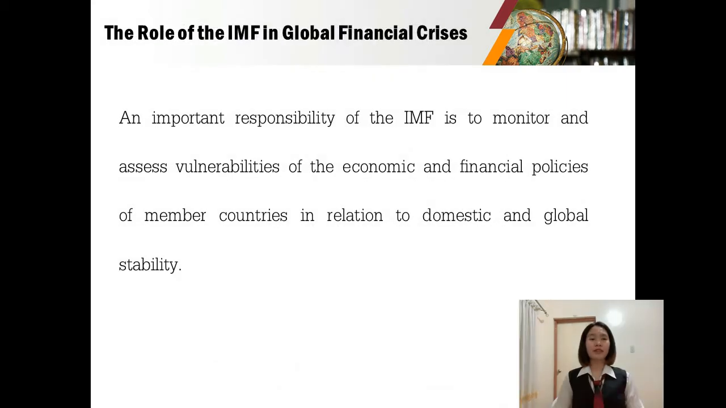The role of the IMF in global financial crisis. An important responsibility of the IMF is to monitor and assess vulnerabilities of the economic and financial policies of member countries in relation to domestic and global stability. So, the IMF is very important because it serves as the advisor of the member countries on economic and financial policies that promote stability, reduce crisis, and encourage sustained growth and high living standards. With the help of the IMF, it monitors global economic trends and developments that affect the health of the international monetary and financial system and promotes communication among member countries on the regional and global consequences of their policies.